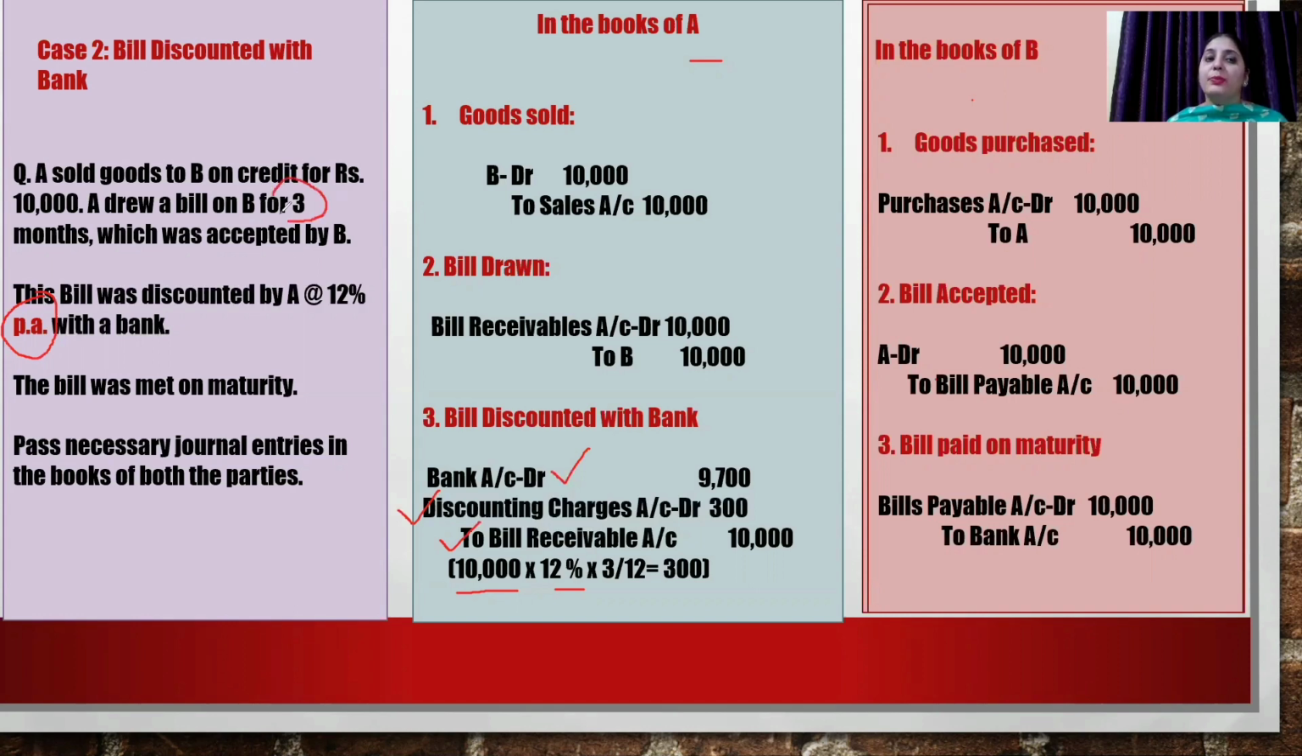So we have drawn this bill for 3 months. So amount for 3 months will only be subtracted as discounting charges, which is 300. That means you gave a bill of 10,000 and how much bank is giving you back? 9,700. I hope it is clear.